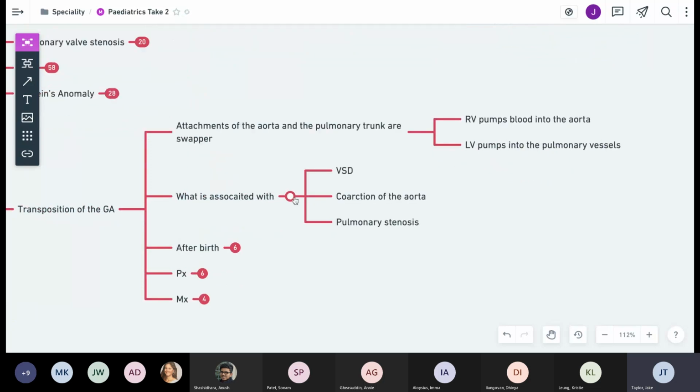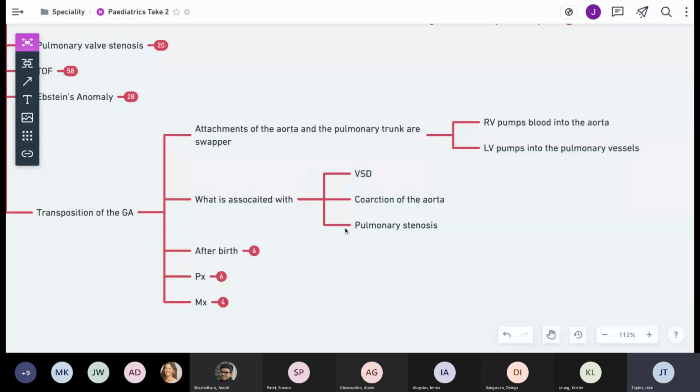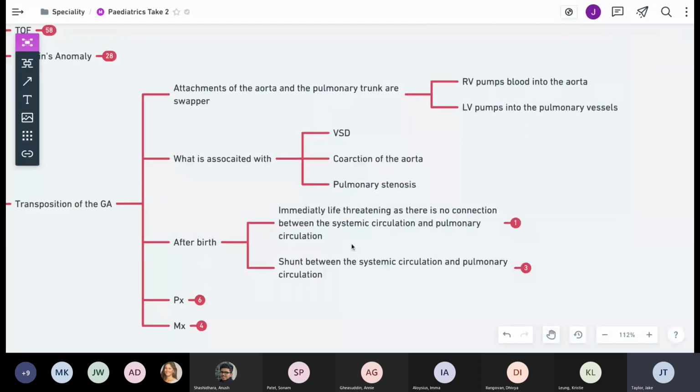Complete switch around. So associated with these sort of things, so VSD, coarctation of the aorta, pulmonary stenosis, this can happen. And after birth, it is immediately life-threatening, as there's no connection between the systemic circulation and the pulmonary circulation. So they are cyanosed.